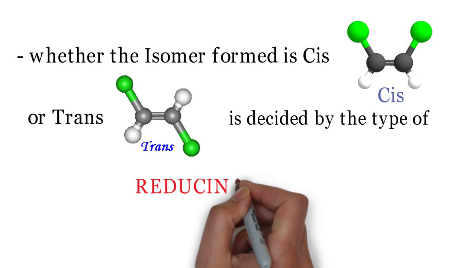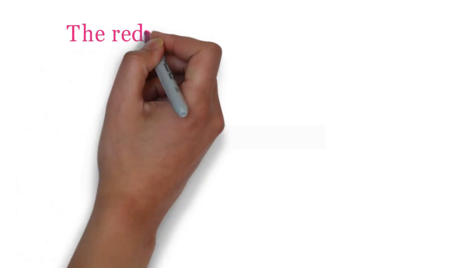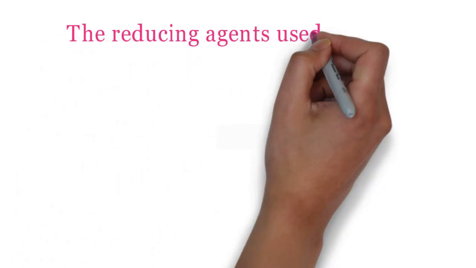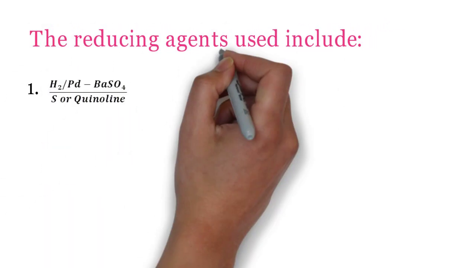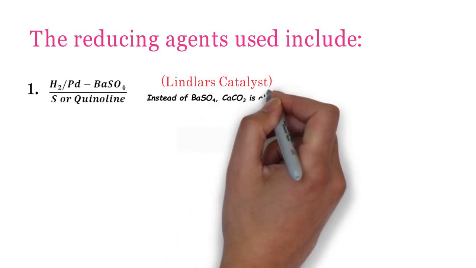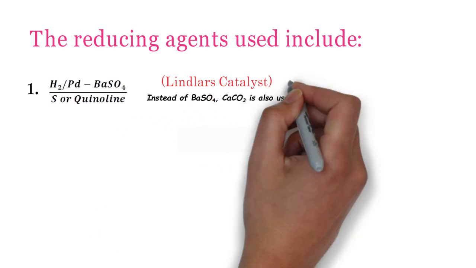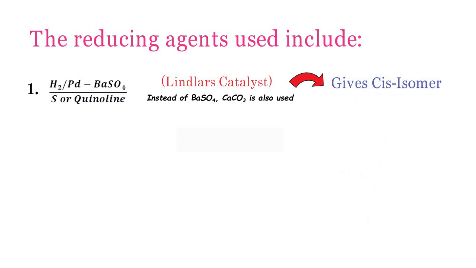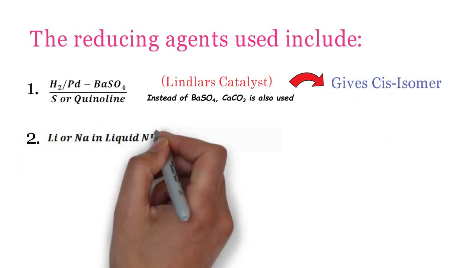Now, whether the isomer formed is cis or trans is decided by the type of reducing agent used. We have the following types of reducing agents. Number one is Lindlar's catalyst, that is hydrogen in the presence of palladium supported on BaSO4. Instead of BaSO4 you can also use calcium carbonate. This gives you the cis isomer.